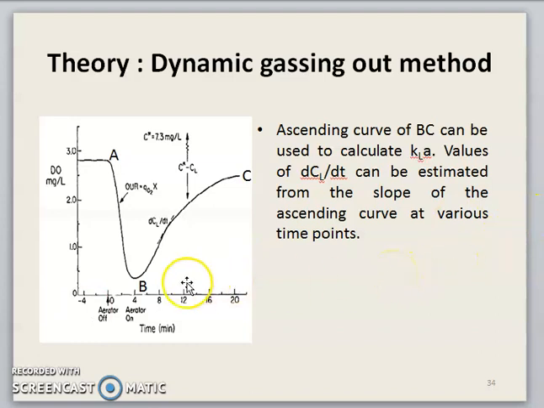The ascending curve of B and C can be used in order to calculate the KLA. Values of dCL over dt can be estimated from the slope of the ascending curve at various time points. So for each of the points available between B and C, we have to determine the slope. The slope at each of the points refers to dCL over dt, in order for us to calculate the KLA.